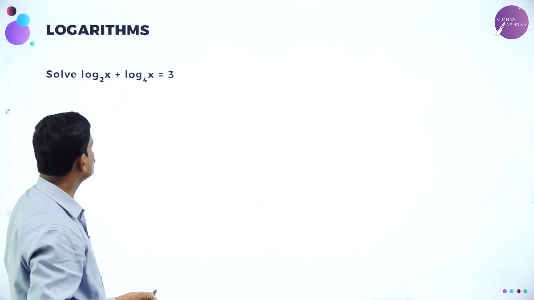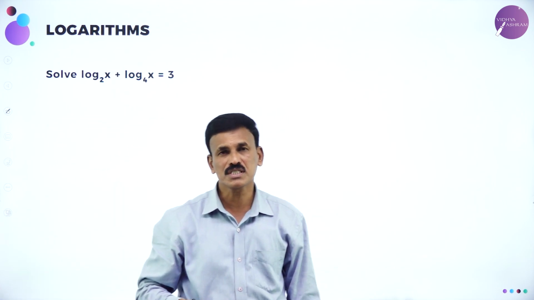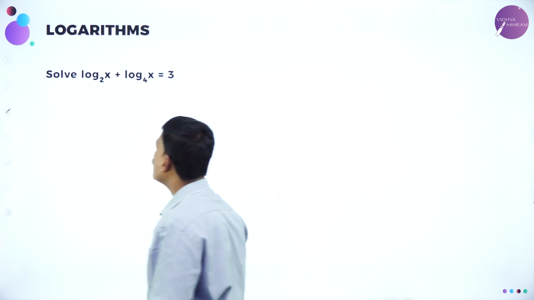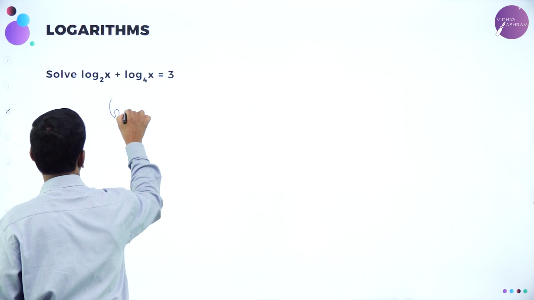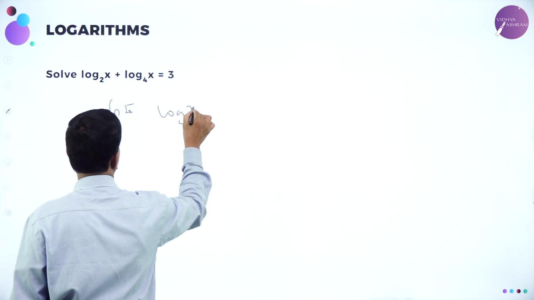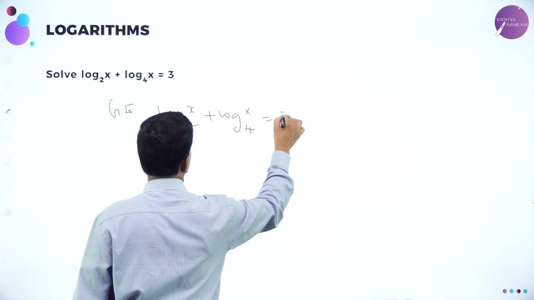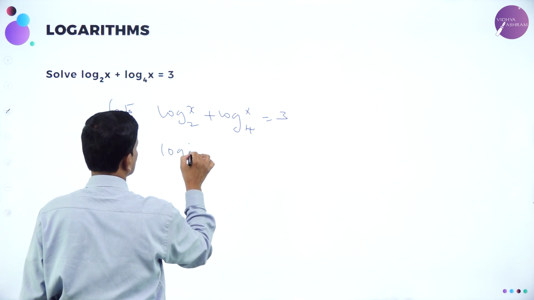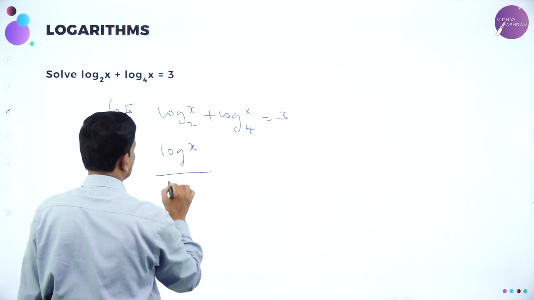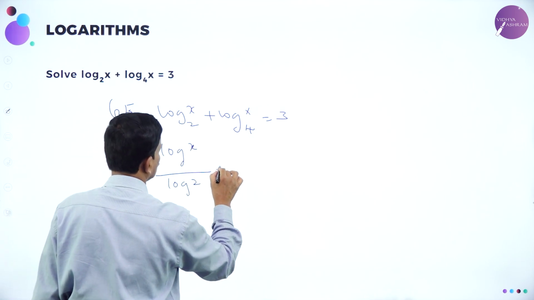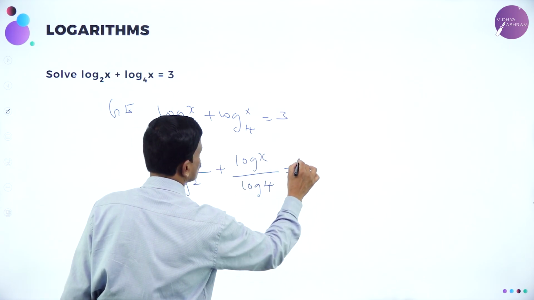Now let us come to the next problem, of the same type. Log x to base 2 plus log x to base 4 is equal to 3. Here the bases are different, so we have to convert to the same base. The given equation is logarithm of x to base 2 plus logarithm of x to base 4 is equal to 3. Changing the base to k using the base change rule, this can be written as logarithm of x divided by log 2 plus logarithm of x divided by logarithm of 4 is equal to 3.